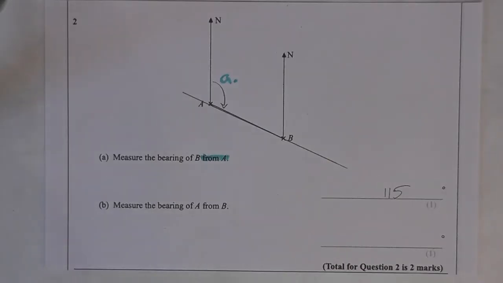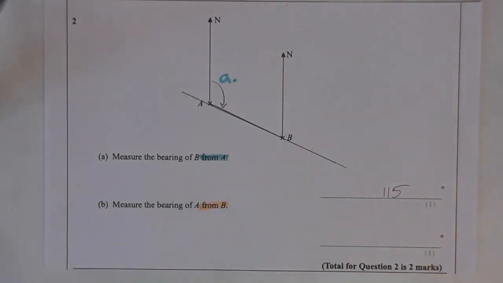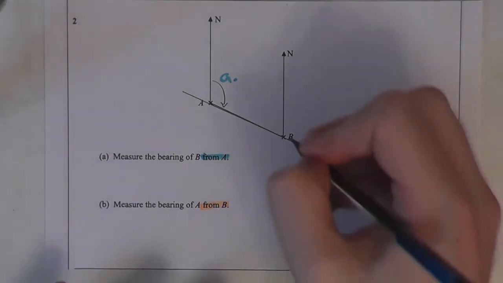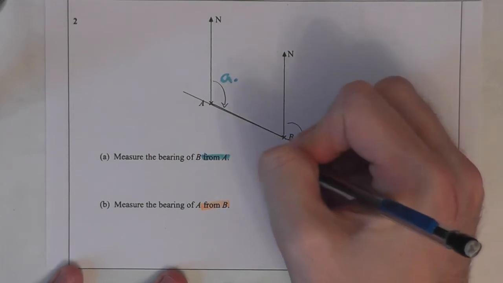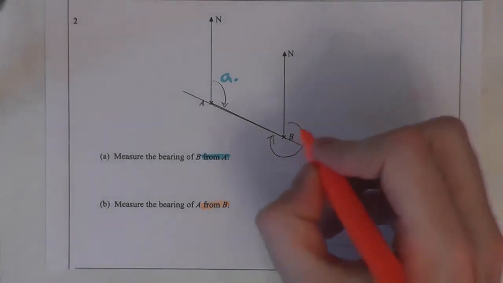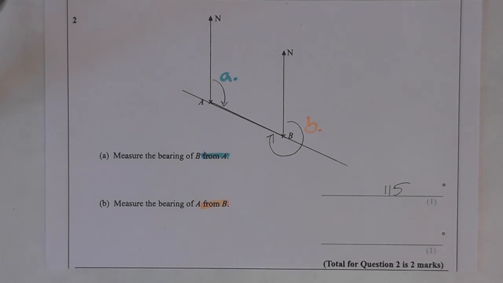Part B then says, measure the bearing of A from B. So again, this time the "from B" is the key part of that question, because that tells us our start point. So we need to measure round from B until we are pointing at A in a clockwise direction. Now it has to be clockwise, remember. So we are going to measure all the way round here. And that outside angle, because we have to be going clockwise, is the one that we're going to measure for B.